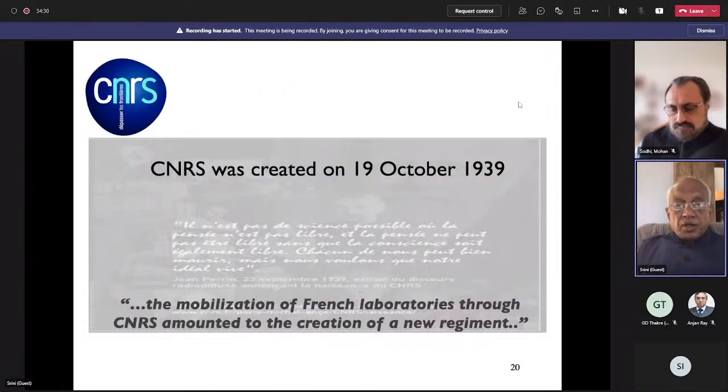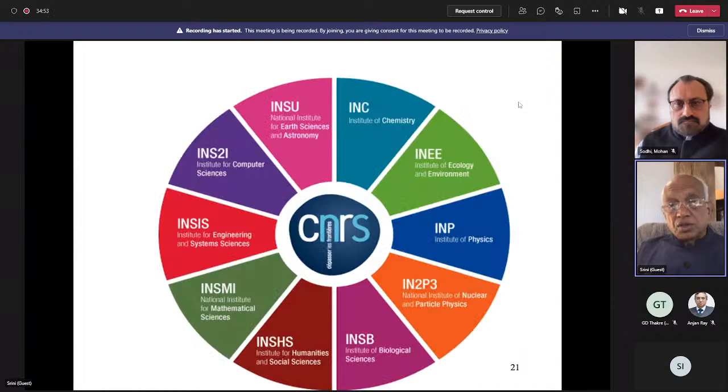The founder, or at least the one who gave the idea, was Jean Perrin, a Nobel laureate himself. He said there is probably a war going on, but the mobilization of the French laboratories through CNRS will also amount to the creation of a new regiment in terms of war. And so science was important, and they did not stop the idea of creating this institution.